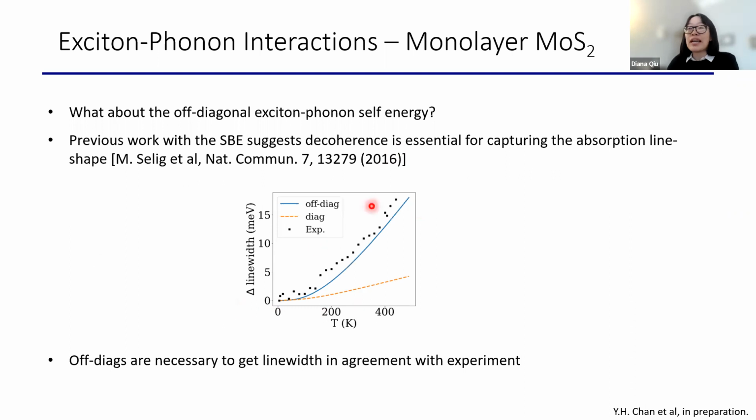You can see that in order to get good agreement with experiment, it's really necessary to include the off-diagonals of the self-energy. Additionally, I really want to emphasize here that this large difference is really just coming from the off-diagonal terms. The actual exciton-phonon coupling strength used in both sets of calculations is the same. So from this, how can we understand what's happening when we include these off-diagonals in the self-energy?